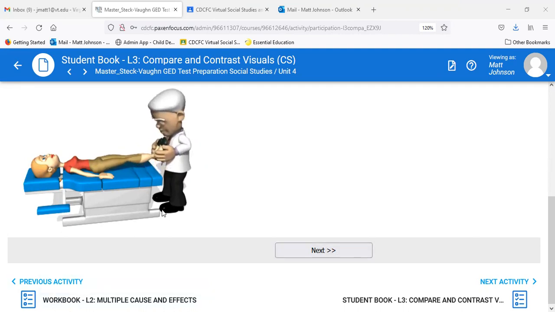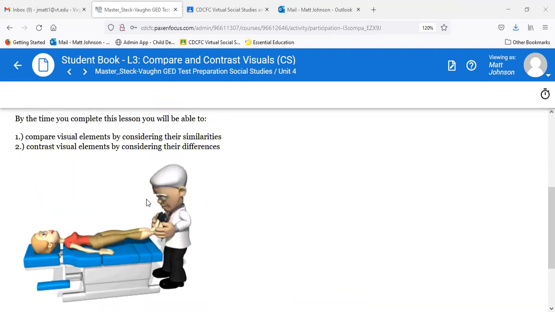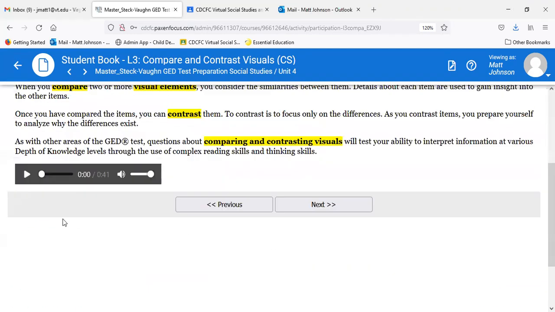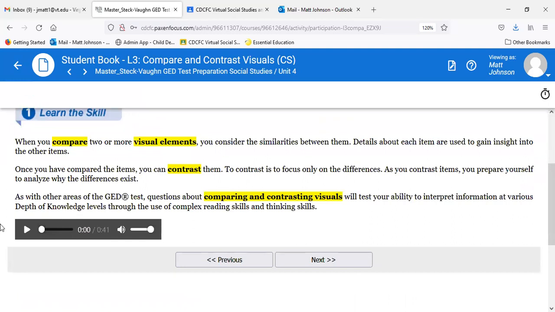Let's take a look here. What we got. So by the time you complete this lesson, you'll be able to compare visual elements by considering their similarities and contrast visual elements by considering their differences and come up with conclusions as to what you can infer by using that information. Let's listen to our audio.